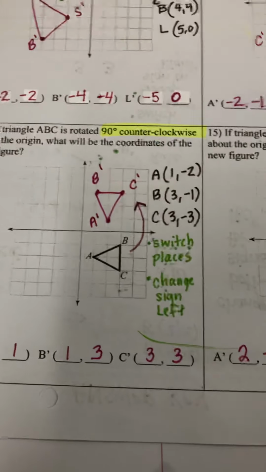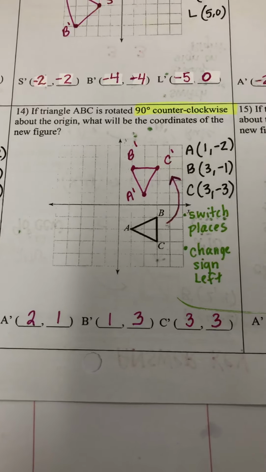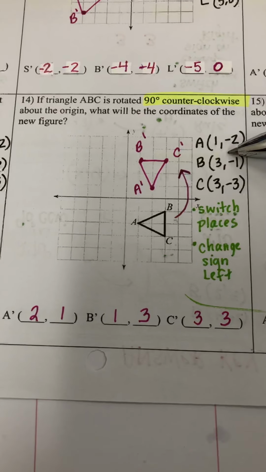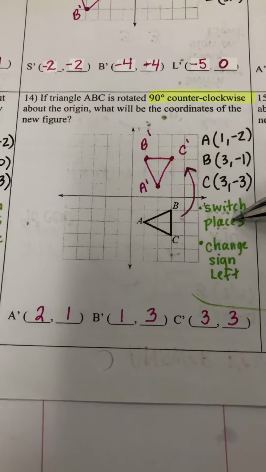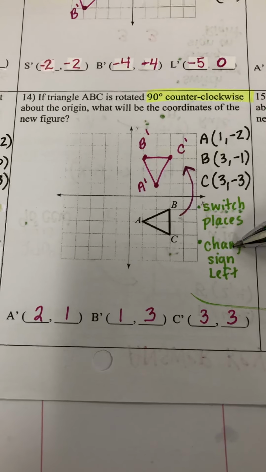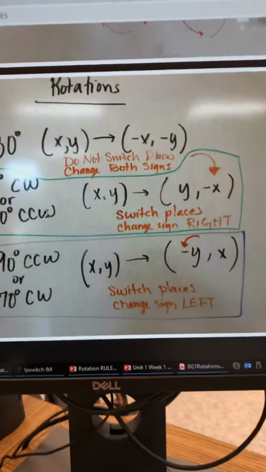Okay, looking at the other ones, guys, hopefully, again, just follow along. Make sure you're writing down the original ordered pairs, and make sure that the numbers are switching places, and you're changing the sign of the correct one using those rules.